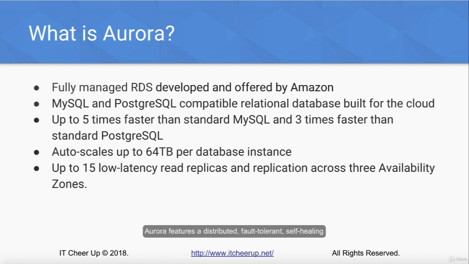Aurora features a distributed, fault-tolerant, self-healing storage system that auto-scales up to 64 TB per database instance. Aurora delivers high performance and availability with up to 15 low-latency read replicas, point-in-time recovery, continuous backup to S3, and replication across 3 availability zones.